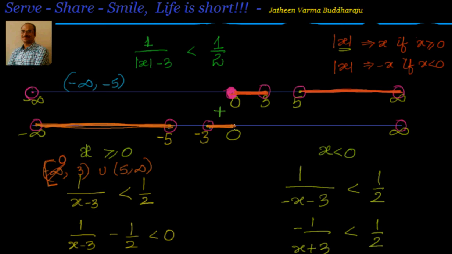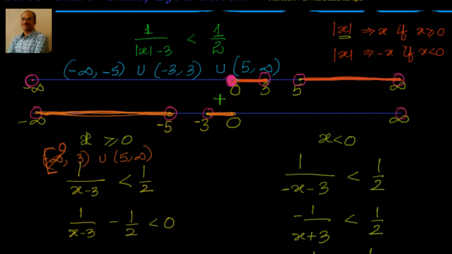Then I have minus 3 to 0 and 0 to 3. That means can I say it as union minus 3 to 3. Then I have another union and I have values from 5 to infinity. So the solution of this linear inequation is minus infinity to minus 5, union minus 3 to 3, union 5 to infinity. Let me just summarize how we have done it.